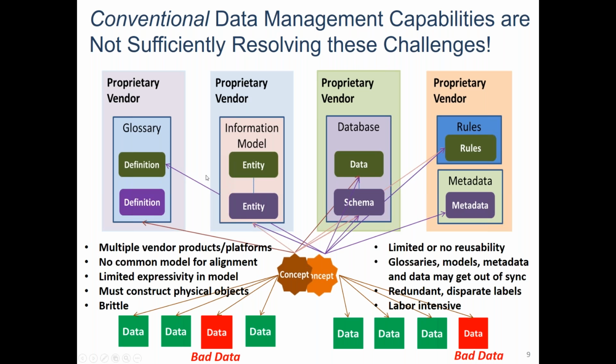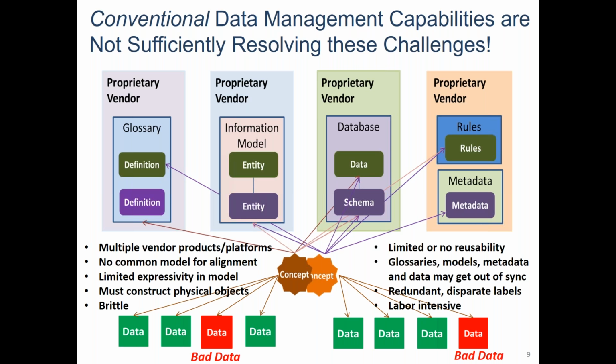We have no common model across all of these different silos. We have limited expressivity using the relational model. We have to construct our physical objects after creating our logical and conceptual models, and these often require long lead times to build, and they are not changeable very easily and therefore brittle. There is limited or mostly no reusability. And the other problem is that quite often we get out of sync between the actual data that's deployed and our glossaries, information models, and schemas and metadata. This is a major problem.